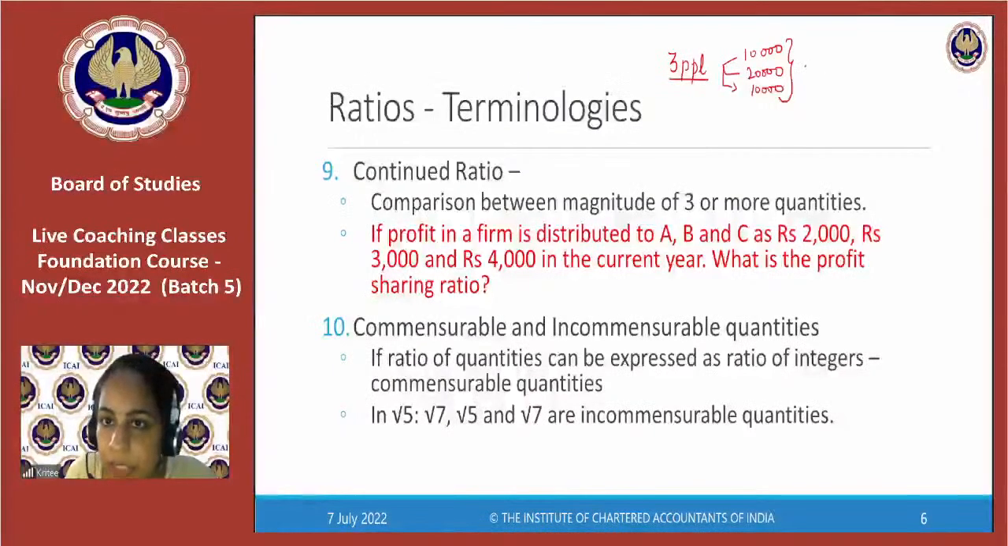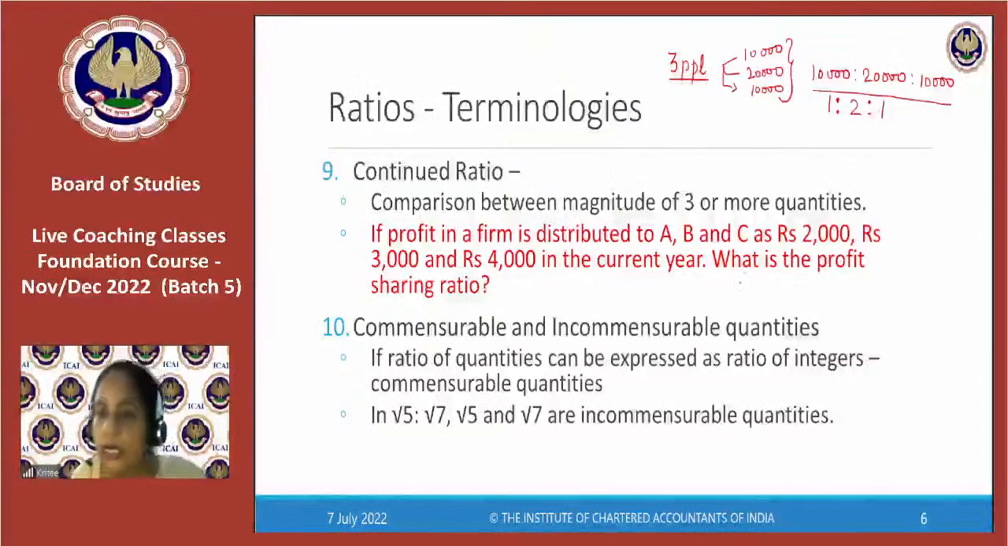Like the 3 of us are contributing in the ratio 10,000 is to 20,000 is to 10,000. When simplified, the contribution is 1 is to 2 is to 1. That means 1 out of 4. If you take the total, 1 plus 2 is 3, plus 1 is 4. So 1 out of 4 is my contribution, 2 out of 4 is your contribution, and 1 out of 4 is the third friend's contribution. Right? So you're understanding this?